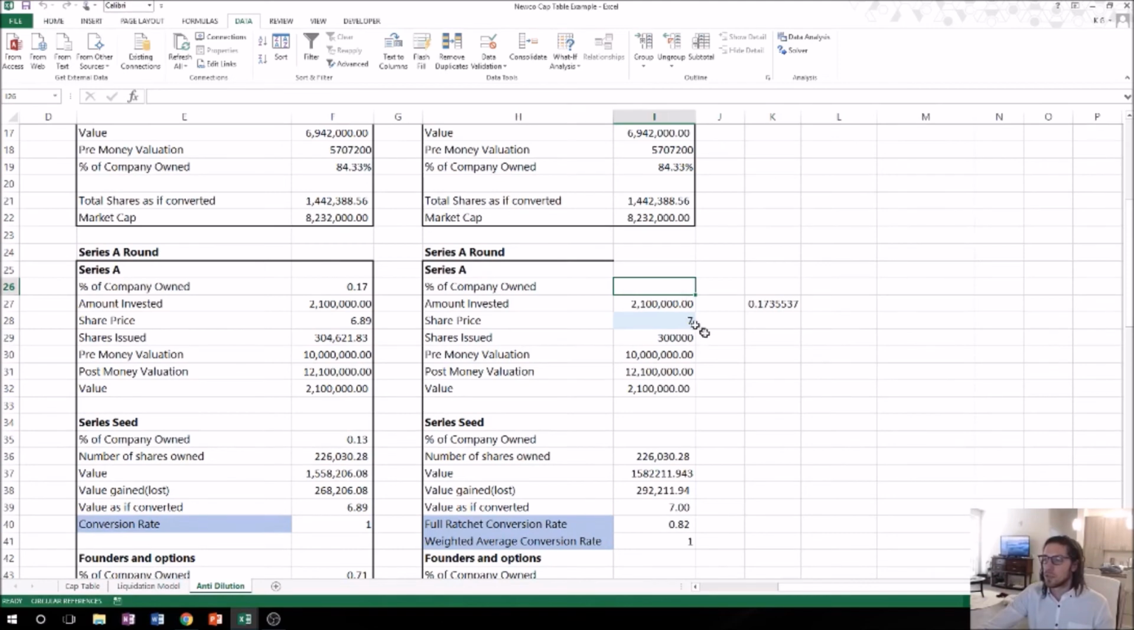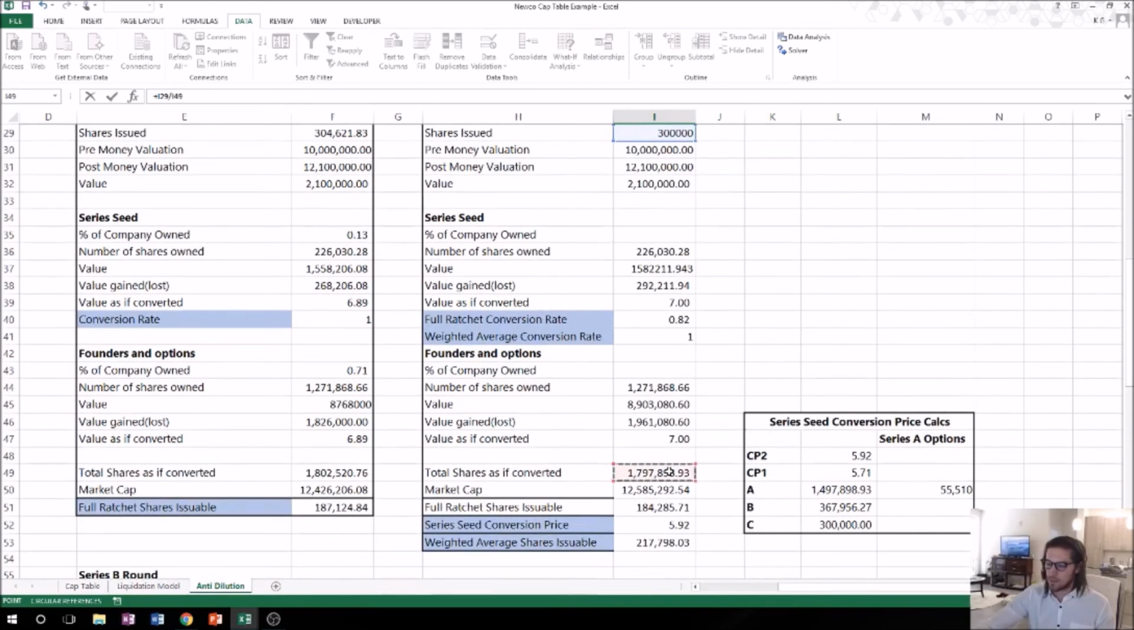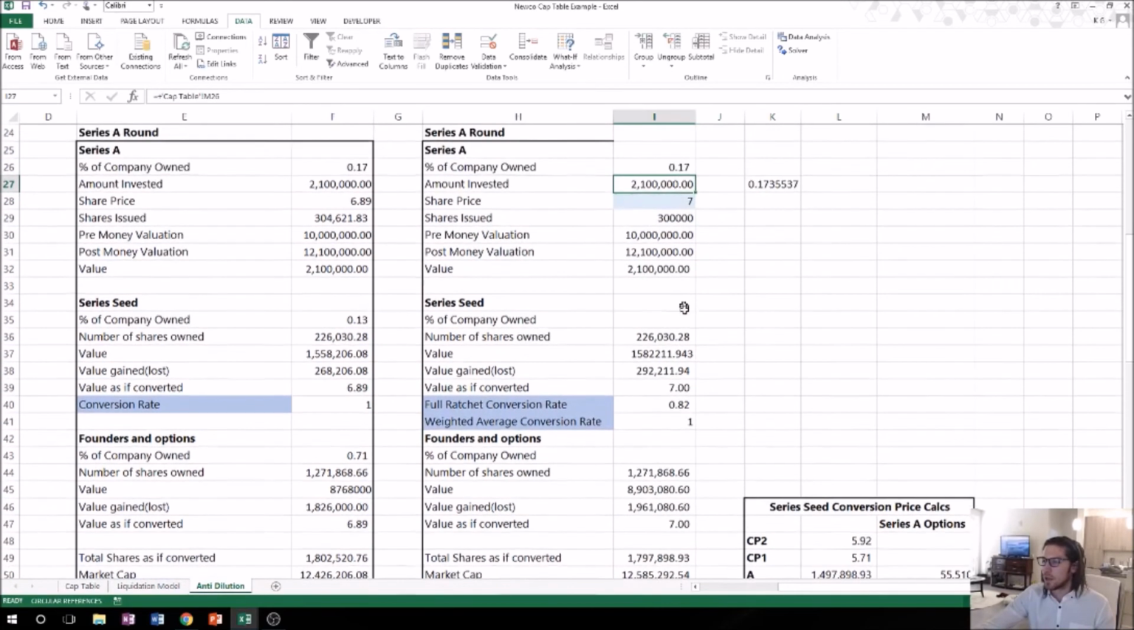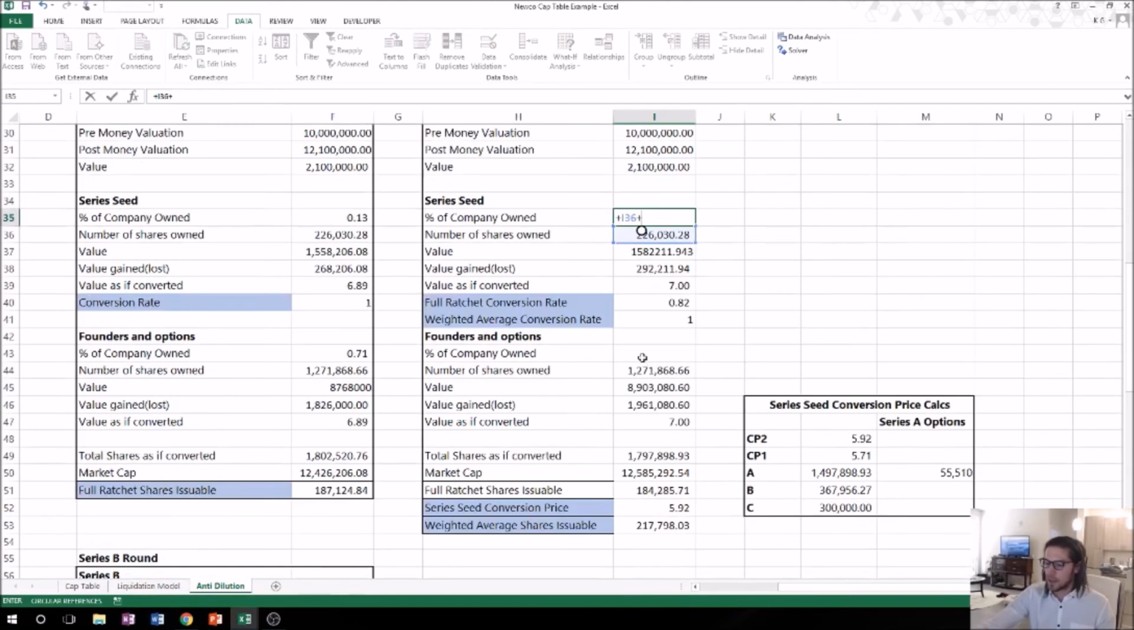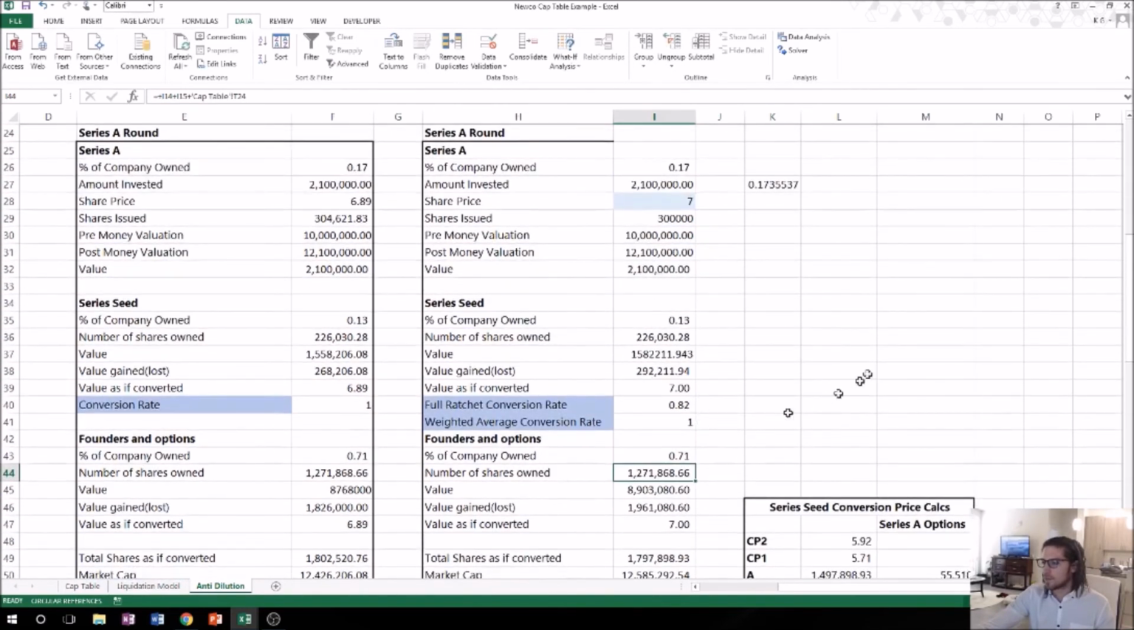So now we want to do the percent of company owned calculations. And so we want to take the shares issued and divide them by the total shares outstanding, or the total shares as if converted. And we can go down and do that for all of these different classes, for the founders and options. And so now we'll have 100%.